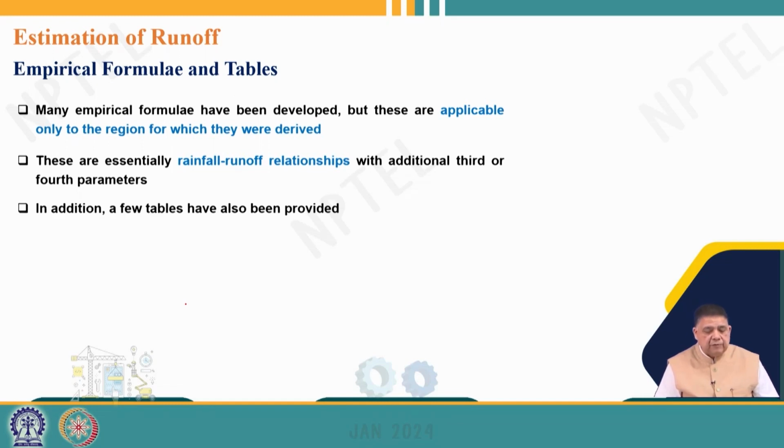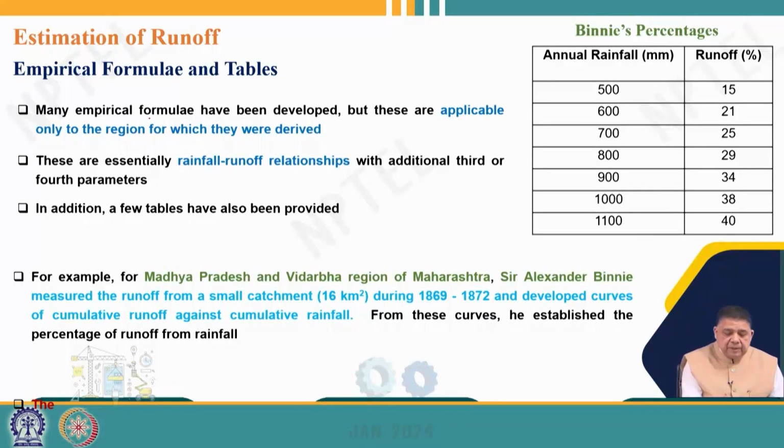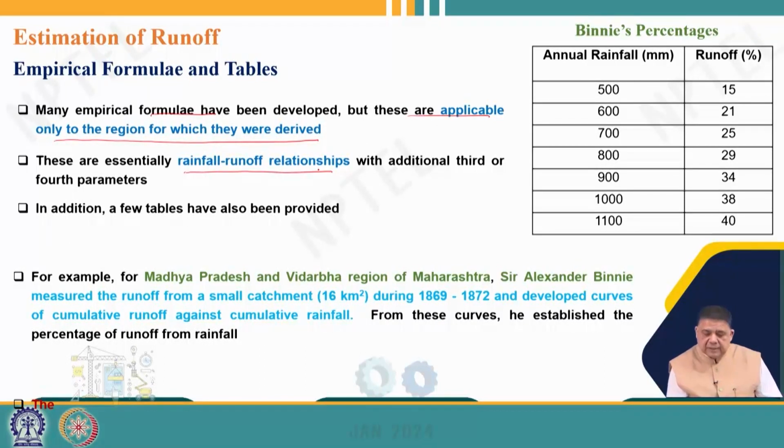Starting with the empirical formulae and tables, many empirical formulae have been developed, but these are applicable only to the region for which they are developed. They are empirical in nature, quite obvious, they cannot be used anywhere. These are essentially rainfall-runoff relationships with an additional third or fourth parameter. People might have used temperature or other factors. And also a few tables have been provided.